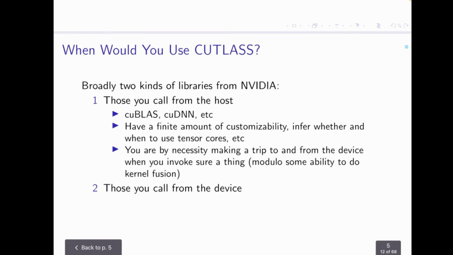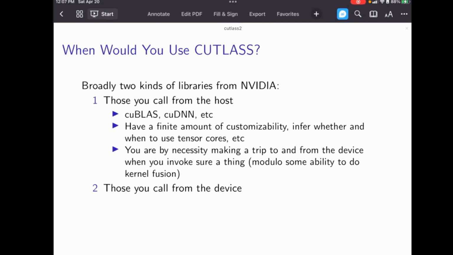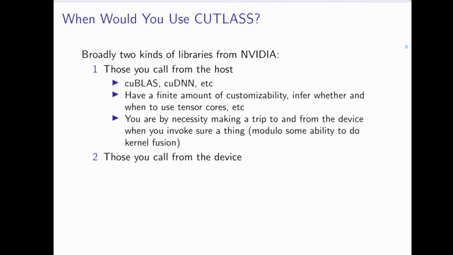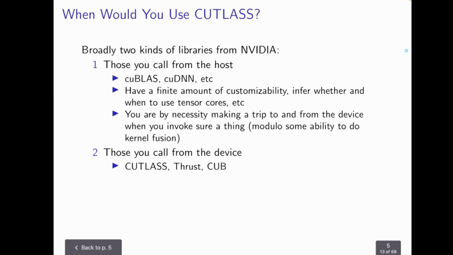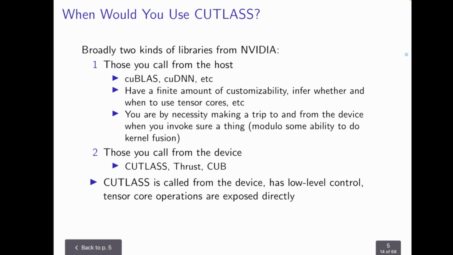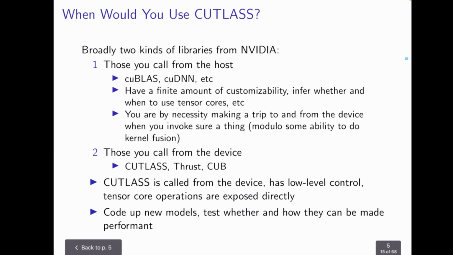And then, of course, there are these libraries that you call from the device, and that's what we're talking about today. Other ones besides CUTLASS are Thrust and CUB. CUTLASS is one of these. It has low-level control. The tensor core operations are exposed directly, so you're going to see that. The time when you would reach for it is if you want to take a new ML model that has just come out, spec it out, and test whether and how it can be made performant.